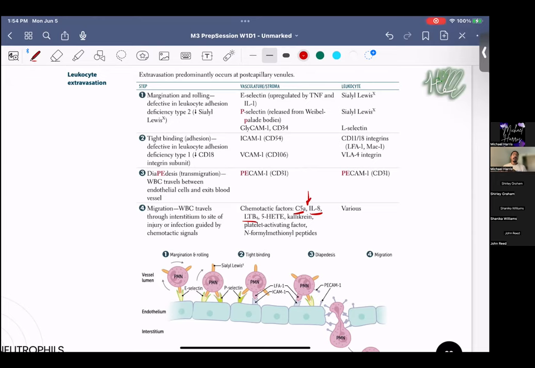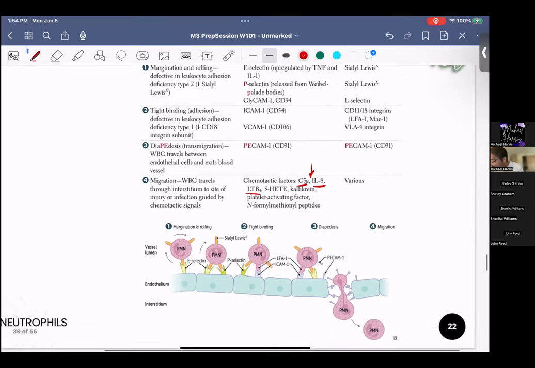But that's where Wiskott-Aldrich syndrome comes into play. Because when you talked about microtubules, there was a protein that deals with the actin filament and its depolymerization and repolymerization to allow it to undergo diapedesis, known as the WASP protein. And we're going to talk about that when we get there. Yes, the WASP. Perfect. Okay. Great. Let's keep going.